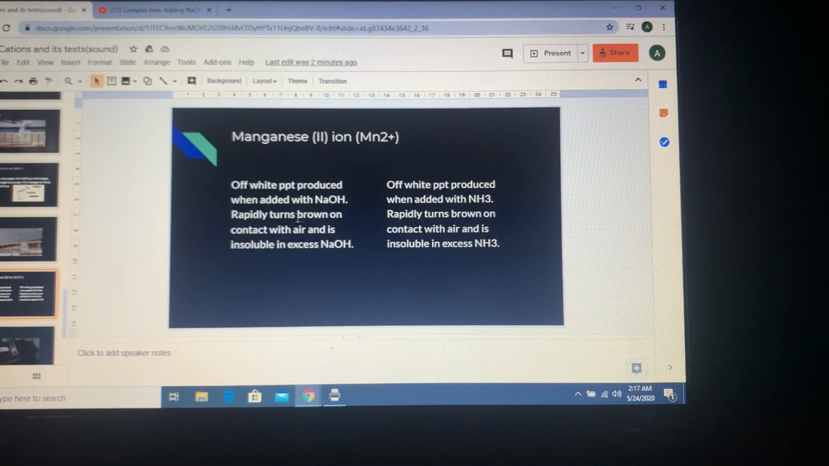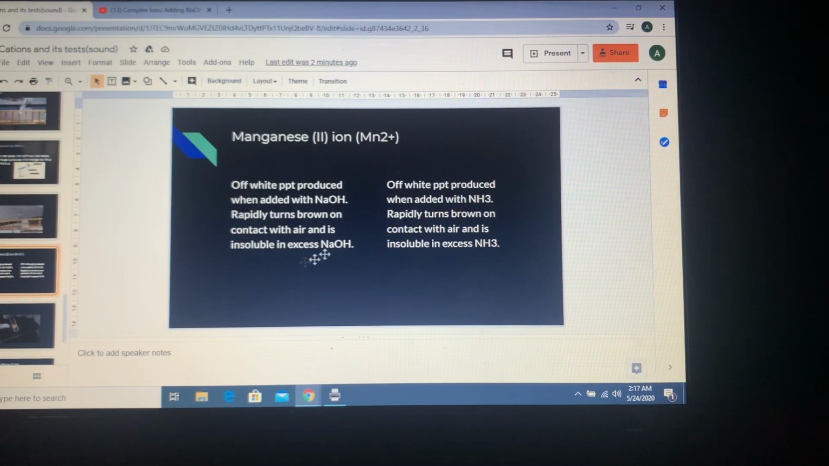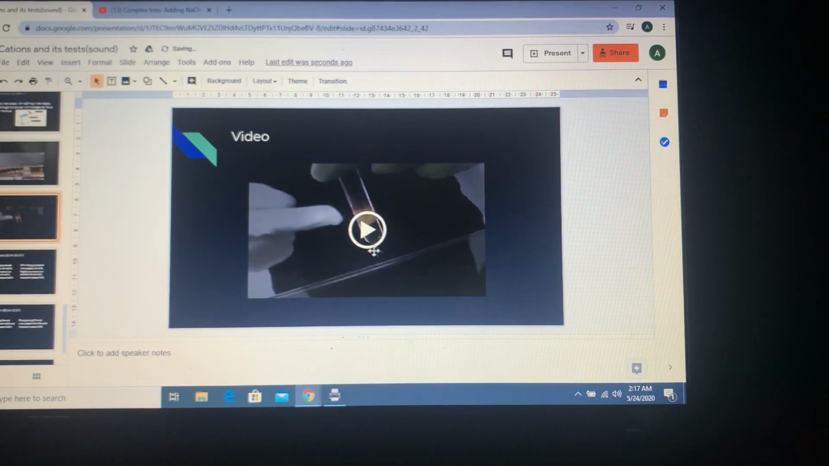Moving on to the next cation, manganese 2 ion. So when a solution containing Mn2+ is added with aqueous NaOH, off-white PPT will be formed, which quickly turns brown on contact with air, and it will not dissolve in excess NaOH. And the same thing happens when you use ammonia. Off-white PPT will be produced and it rapidly turns brown on contact with air and will not dissolve in aqueous ammonia. Let's see the video.